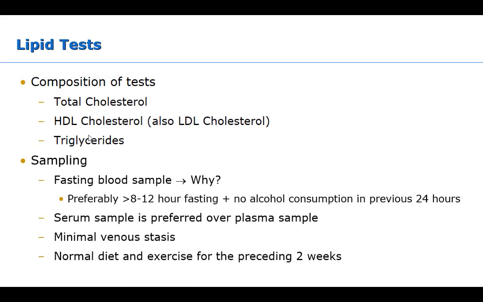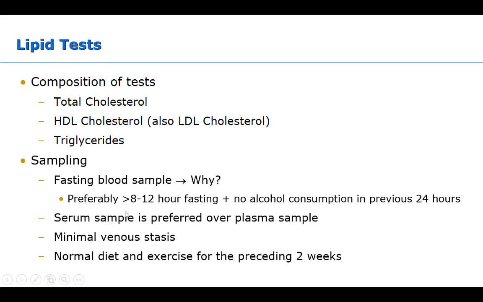Sampling, usually we take a fasting blood sample to measure the lipid, all these lipid tests. The reason is that after having a meal, everything will change, right? Because you will absorb a lot of triglycerides, chylomicrons will be released, and everything will be different. So you take a fasting sample. No alcohol consumption in the previous 24 hours. Alcohol can affect the liver metabolism of lipoproteins. So alcohol should not be consumed 24 hours before the test is taken.